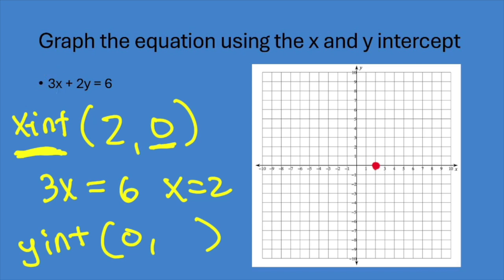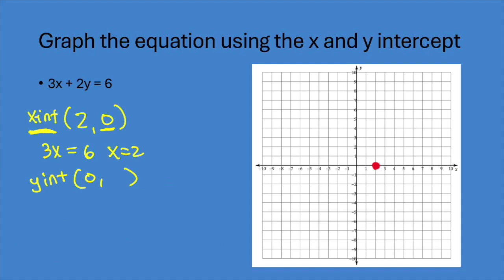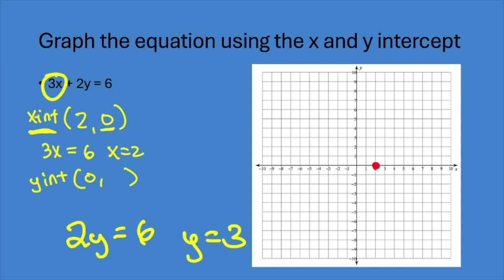So what am I going to have? This stuff's too big. I'm going to move it around a little. That 3x is going to go away. What am I going to have left? 2y equals 6. All right, so y equals how much? 3. And I'm going to graph the y-intercept of 3. By the way, that was 0 comma 3. And then I have a line now.